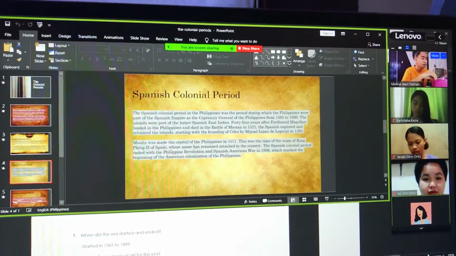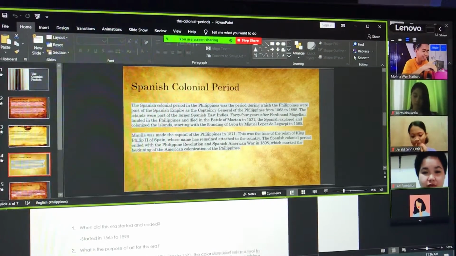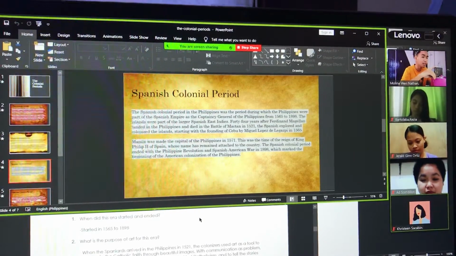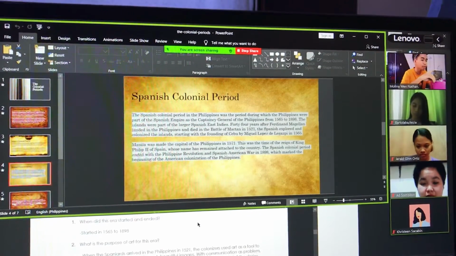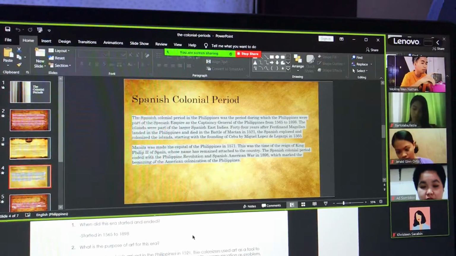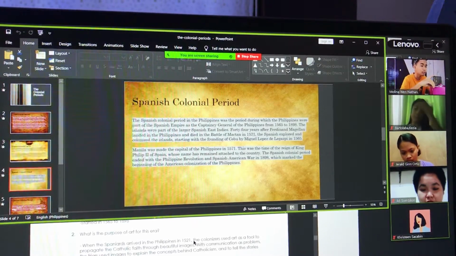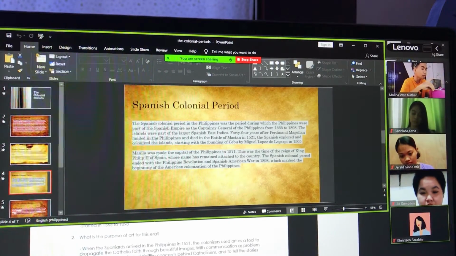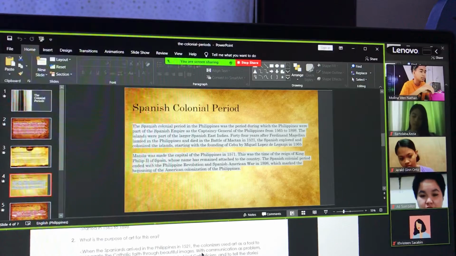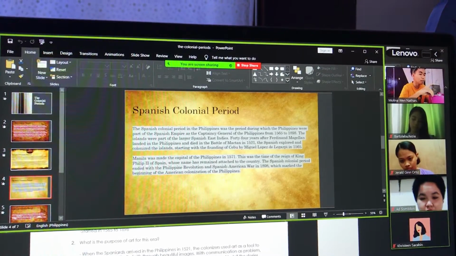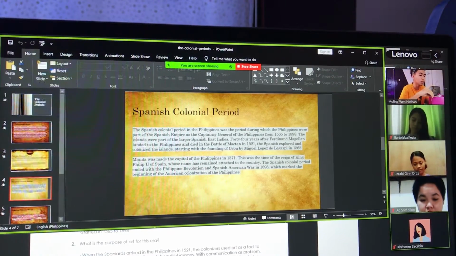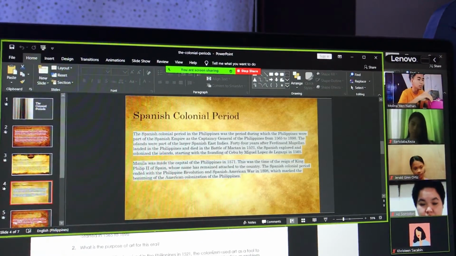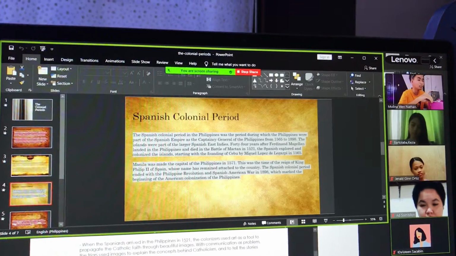Good morning, everyone. My topic for this morning is all about the Spanish colonial era. This era started in 1565 and lasted until 1898. The purpose of art in this era was as a tool to propagate the Catholic faith through beautiful images. With communication as a problem, the friars used images to explain the concepts behind Catholicism and to tell the stories of Christ's life and passion.